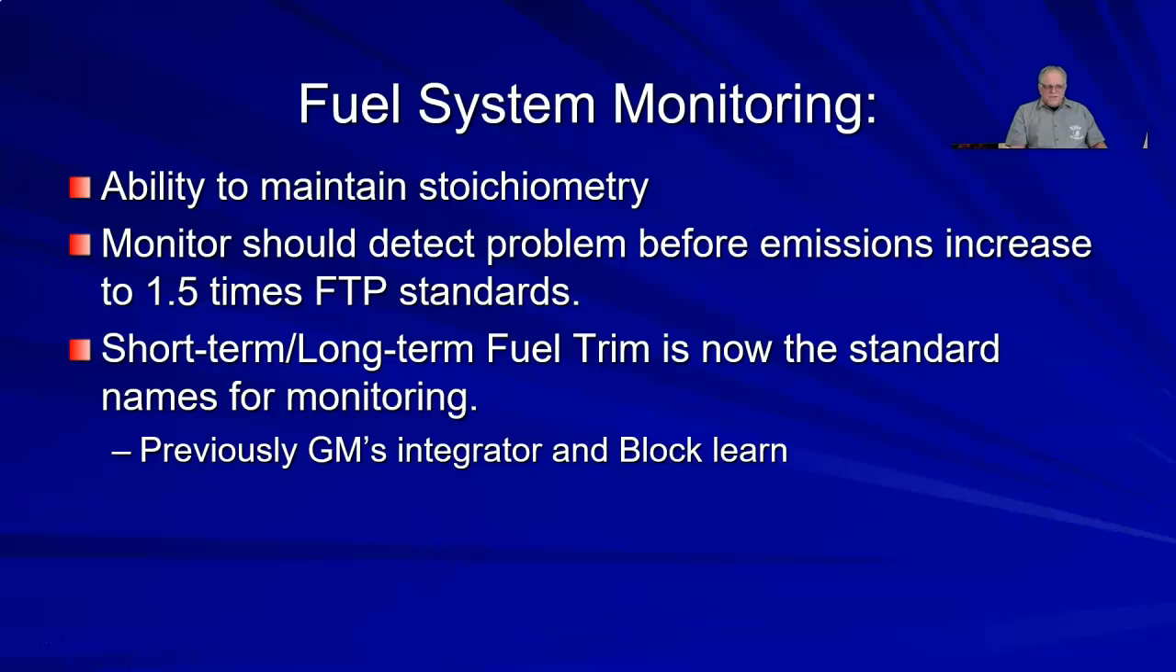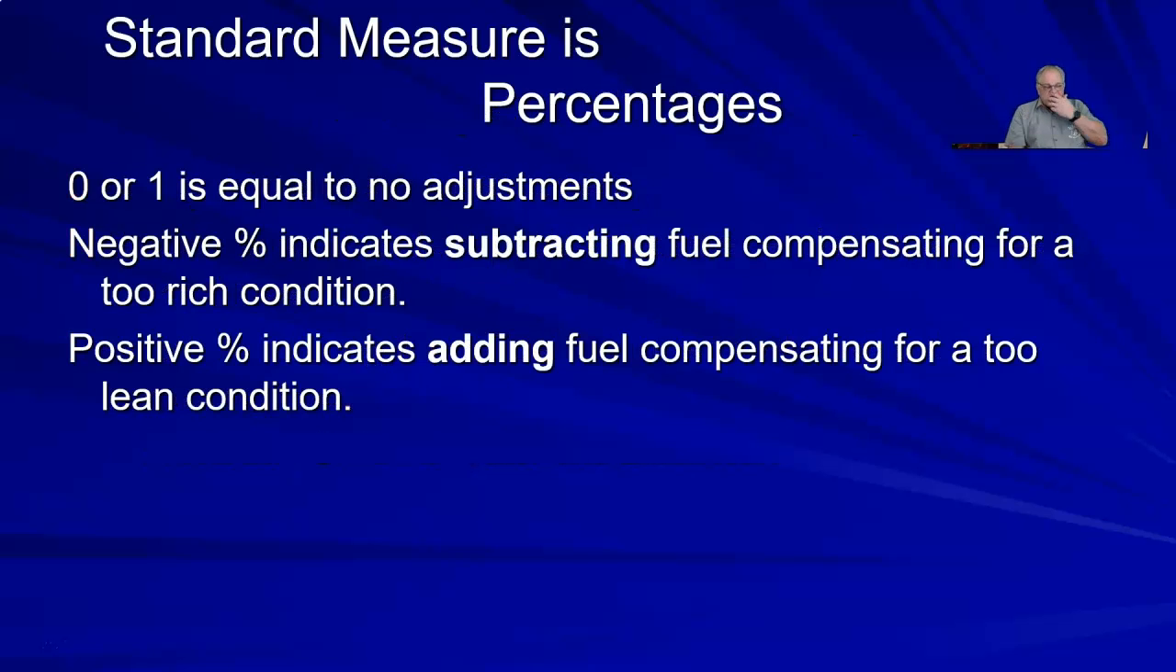GM used to give you this information prior to OBD2, but GM called short-term the integrator and long-term block learn. GM short-term and long-term fuel trim used the number 128 as a center point. Any number less than 128 was compensating for too rich. Any number greater than 128 was compensating for too lean. OBD2 made it easier. Most everybody uses 0, so any positive numbers are compensating for a too lean condition, and any negative numbers are compensating for a too rich condition.